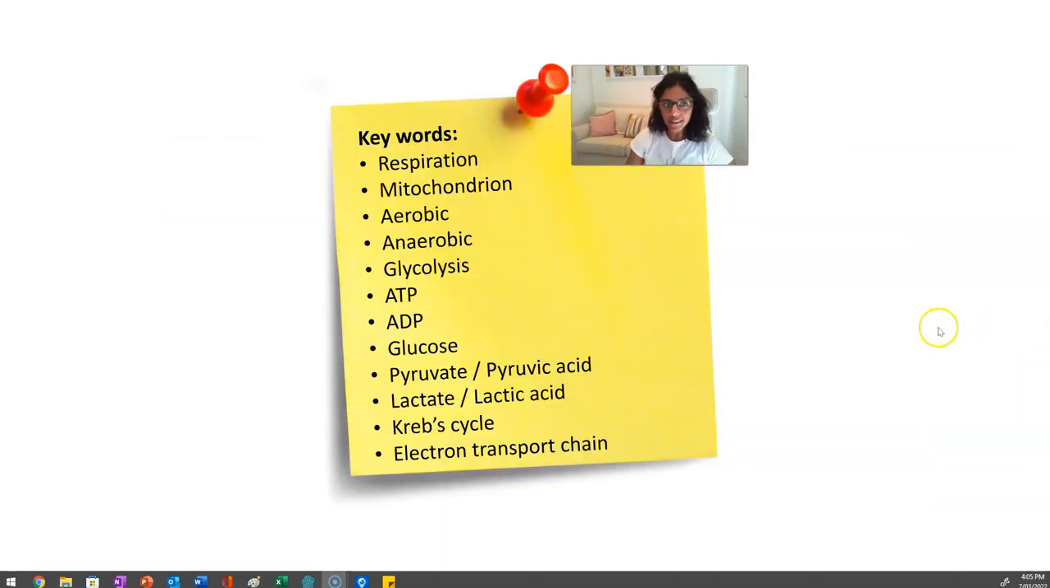Keywords for this lesson, quite a lot of them, and you need to be able to use these in your answers when you're writing test questions. Okay, so key ones, obviously respiration, mitochondria or mitochondrion if it's singular, aerobic, anaerobic, glycolysis, pyruvate, also known as pyruvic acid, lactate or lactic acid, Krebs cycle, and the electron transport chain.